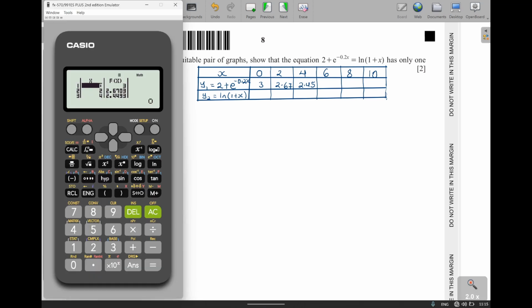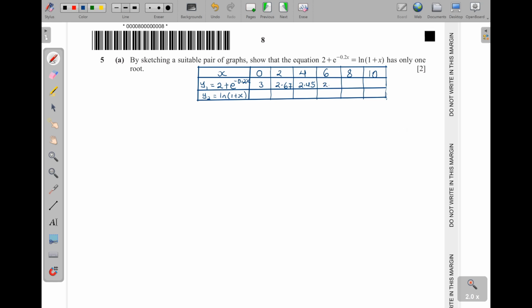We check again. Now we can go down: 2.45. Then when it is 6, 2.30. Okay, 2.20 and 2.13. Okay, 2.30. Then we have 2.20. Then I also have 2.14.